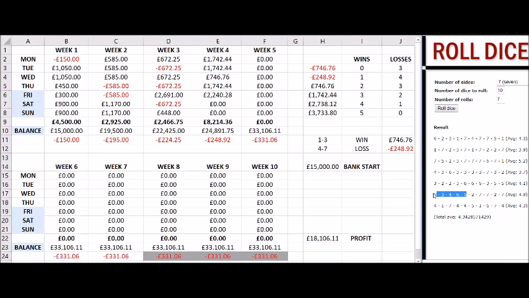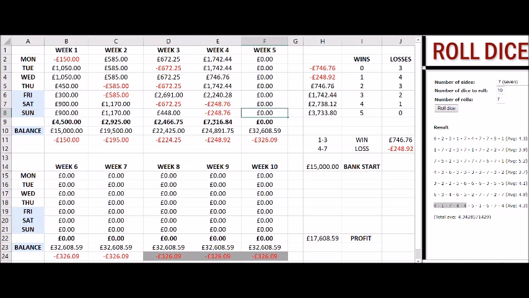On Saturday, it was 1 win and 4 losses. So that's a minus 248.76. And then on the Sunday, 2, 3, 4, 5, again, 1 win and 4 losses, minus 248.76.